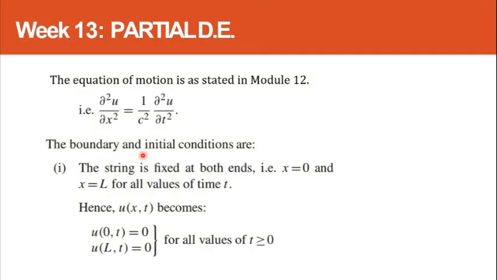For the boundary and initial conditions are as follows. We have the string is fixed at both ends. Example we have here is x is equal to 0 as an assumption here. And yung x natin is equal lang din sa L for all values of t or the time. And we have here u of 0, t is equal to 0 and u of L, t is equal to 0 for all values of t which is greater than or equal to 0. So ito yung mga gagamitin natin later.